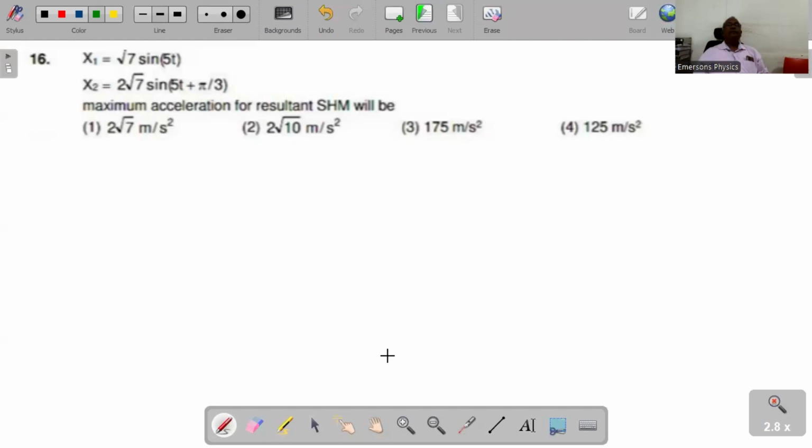Displacement equation of SHM is given. X1 equal to root 7 sin pi t. X2, displacement equation for the second wave, is 2 root 7 sin of pi t plus pi by 3. Phase difference between the two waves is pi by 3. Find out the maximum acceleration of the resultant SHM. Okay, this question we can find out.